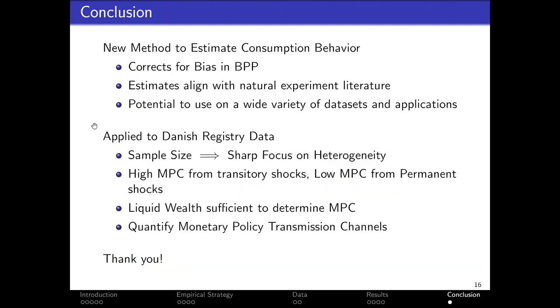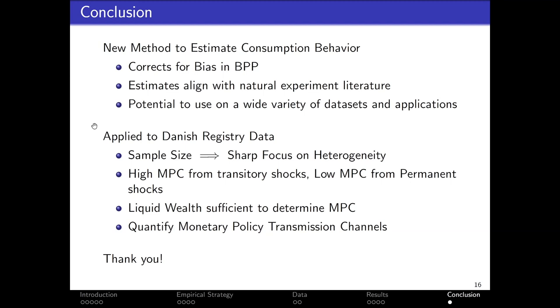So to conclude, this paper has a new method to estimate consumption behavior. We correct for bias in Blundell, Pistaferri, and Preston. Our estimates very much align with the natural experiment literature, which gives us confidence; it's nice when things agree. There's potential to use this on a wide variety of data sets and applications. And in particular, in the US there are these JP Morgan type data sets which are just coming online, which this could be used on.